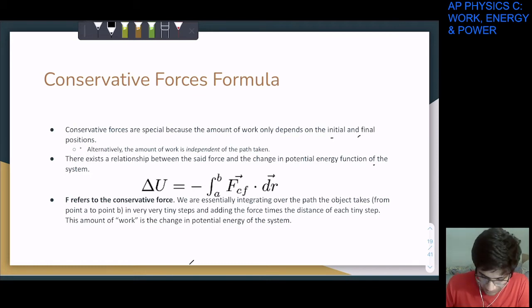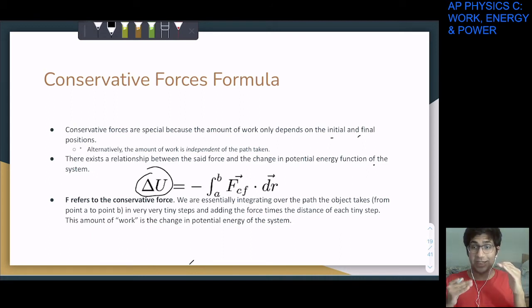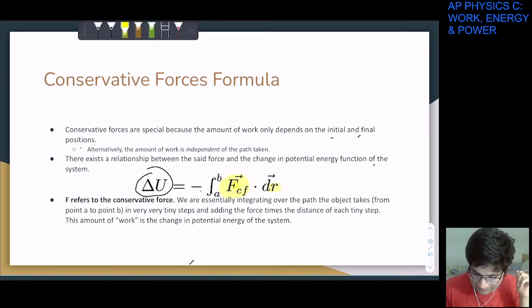So this is a mouthful. Delta U, what is that? That's our change in potential energy, like your mgh. And we're saying that this equals negative this integral here. This integral is made up of your force times your... oh wait, that's work. So your change in potential energy is equal to negative the work, specifically the work done by the conservative force. F here refers to the conservative force, and what we're doing is integrating over the path the object takes from point A to point B. Like we said earlier, adding up these small pieces gives your work, and it's a change in the potential energy of the system.